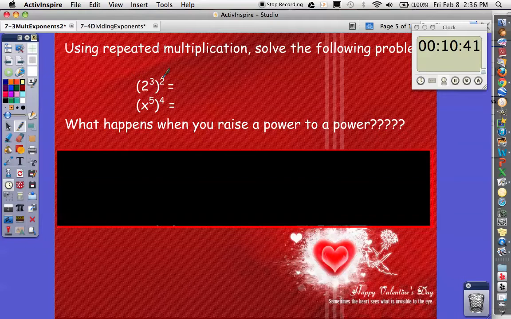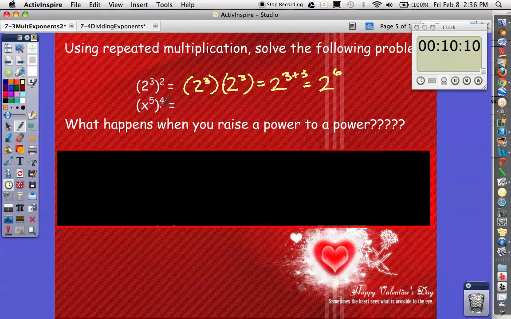So write it out. If 2 cubed is being squared, it's like we have 2 cubed times 2 cubed, right? You're squaring it, so you're writing that out twice. Well, we know how to do this because of the rule we just learned. How would you guys do that? You would keep the base, and you would add the exponents. So what do you get here? 2 to the 6th.